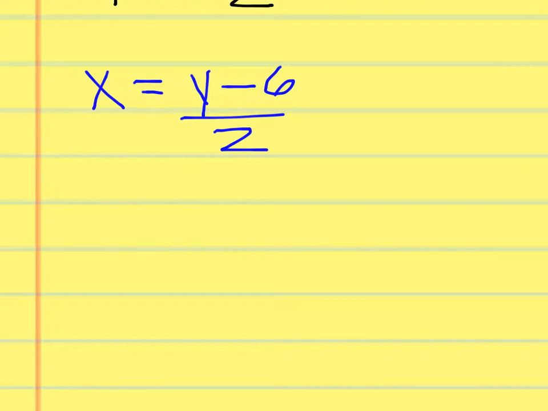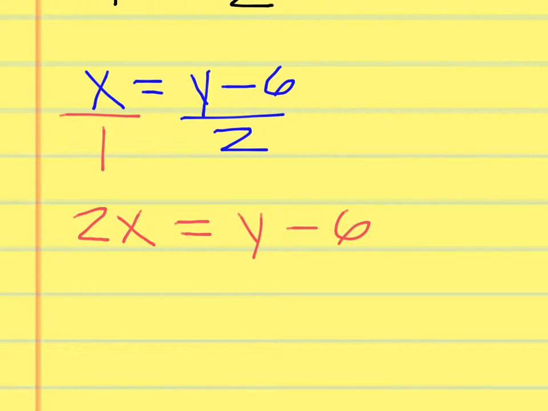Okay, so to get y by itself, the first thing we could do is multiply both sides by 2, or we could treat it as this. Cross multiply. If we cross multiply, we get 2x equals y minus 6. And then to get the y by itself, we can do 2x plus 6 equals y.